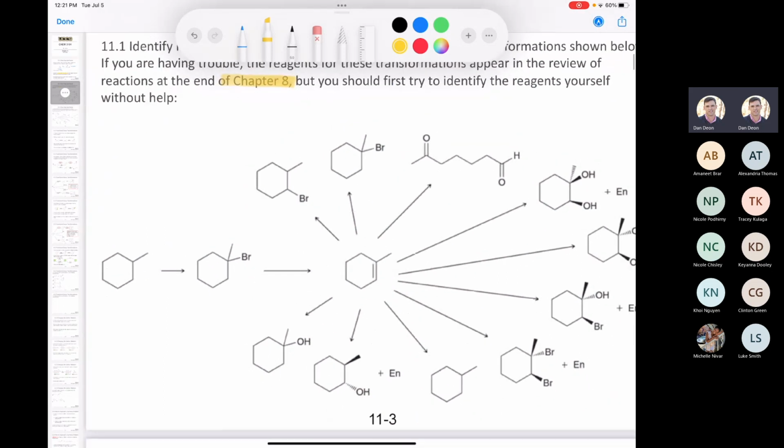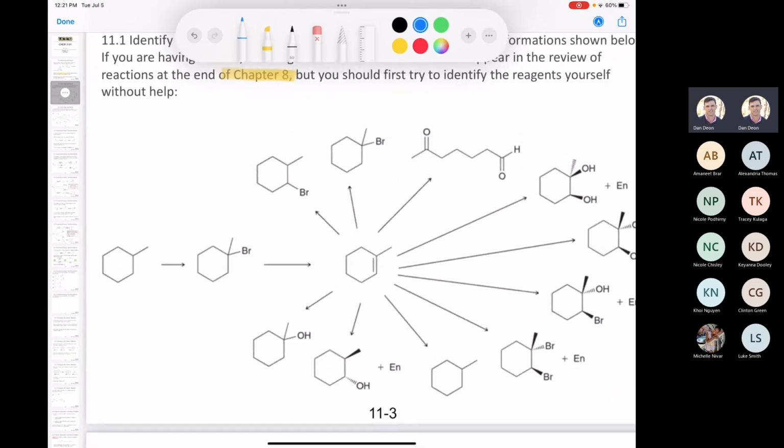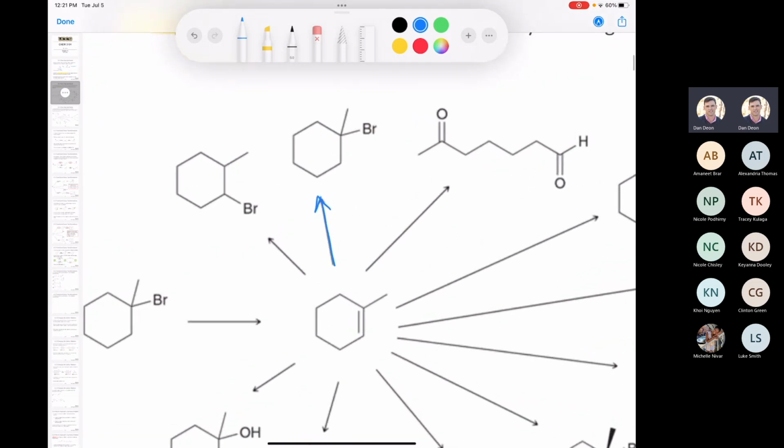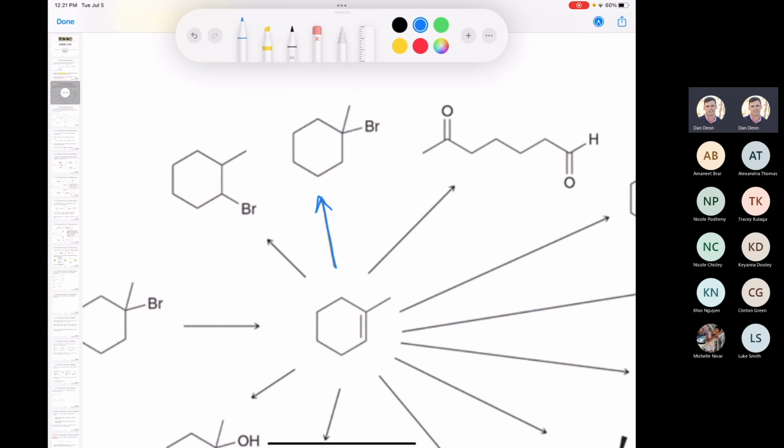So let's start with this one right here. We'll start with this reaction where we're trying to make this compound from 1-methylcyclohexene. Could anybody tell me, would that be the Markovnikov addition of HBr across the double bond, or would that be the anti-Markovnikov addition of HBr? Where I have that blue arrow. Yeah, absolutely. All of my students are 100% correct. They said it's Markovnikov, so Markovnikov addition of HBr. And so for that, we just need HBr.